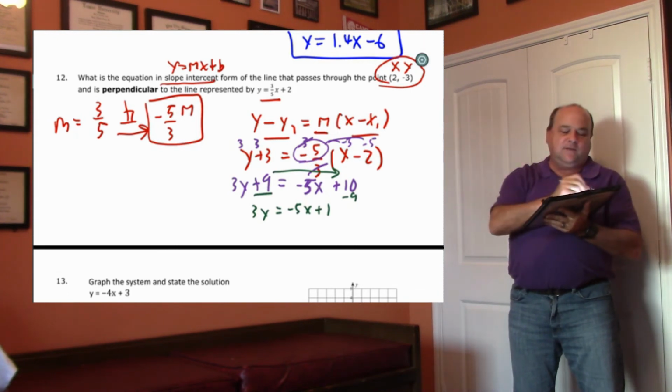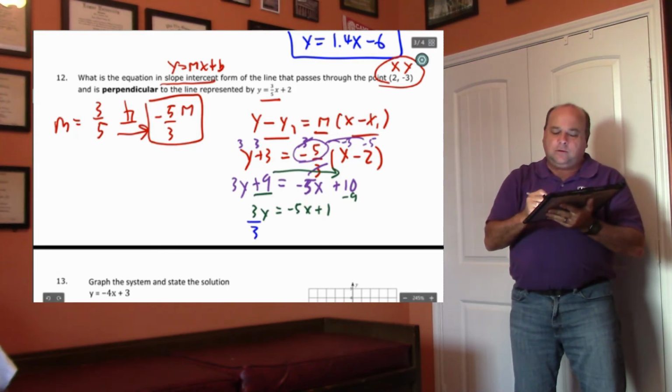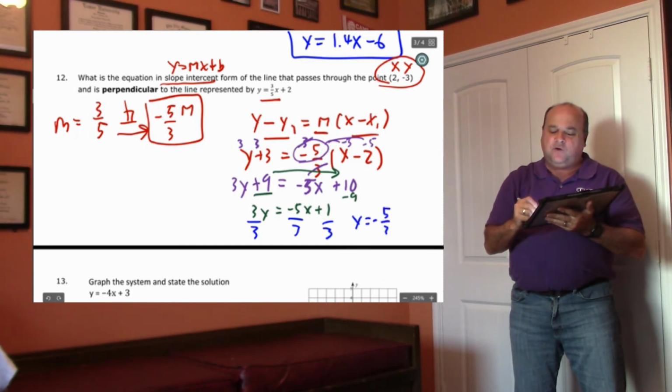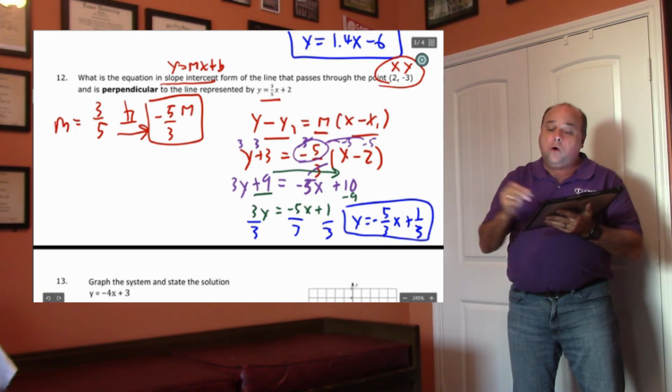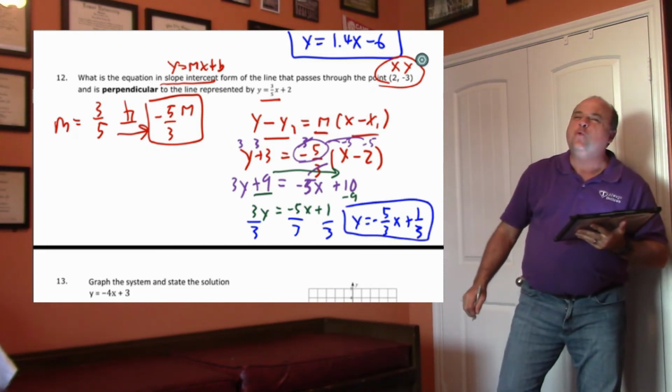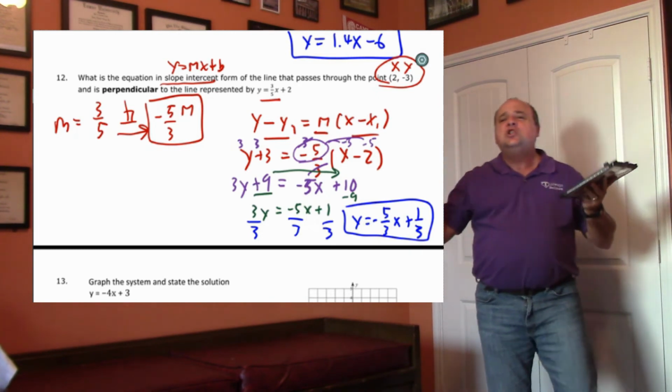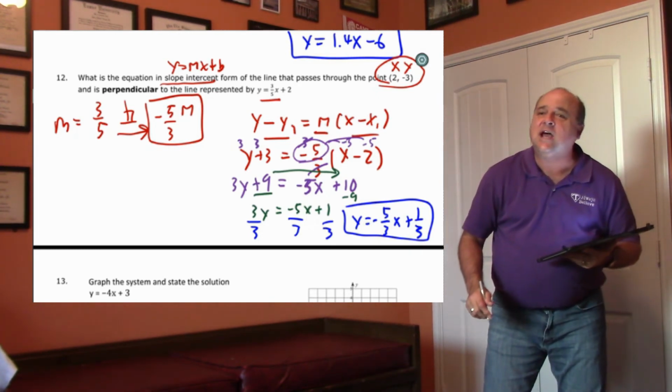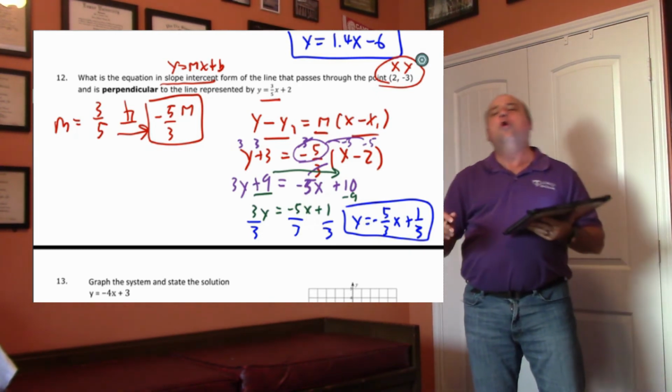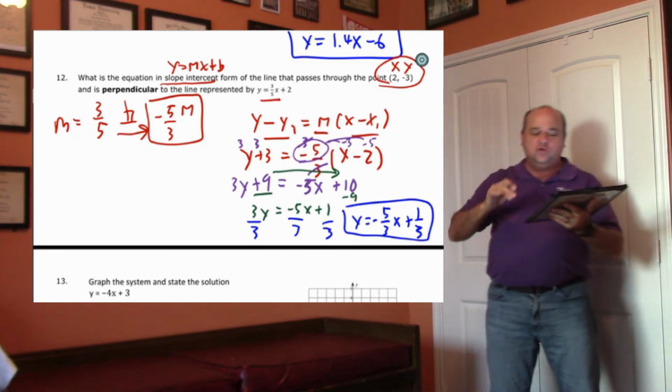Now I'm just going to divide by 3. Divide by 3, divide by 3, divide by 3, and I will get y equals negative 5 over 3 x plus 1 over 3. F-U-N, fun, fun, fun. Doing that math problem tastes just like an Oreo cookie. That is good stuff.